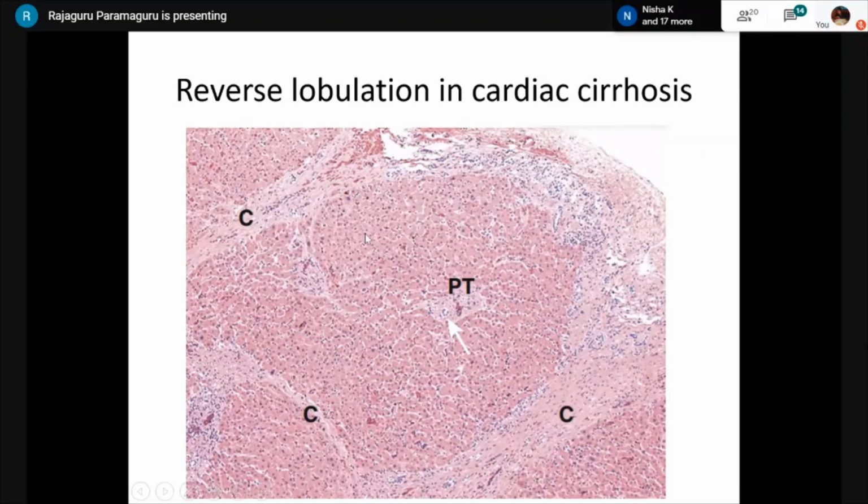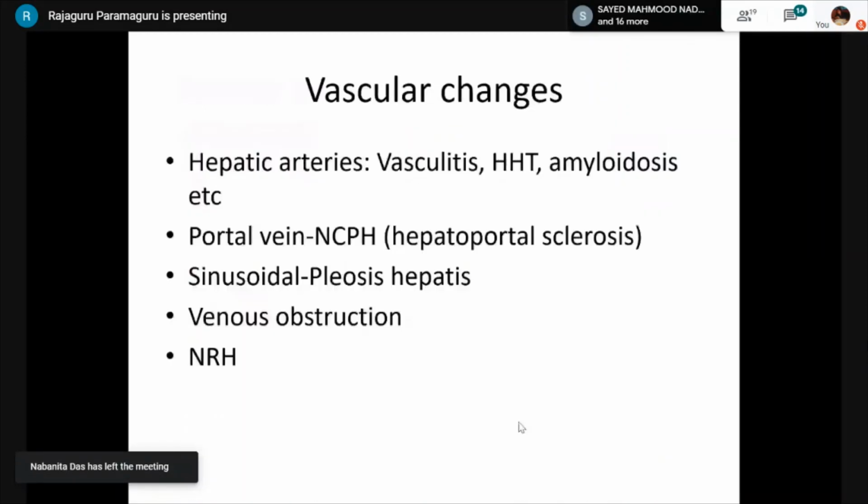There will be no regenerative activity of the hepatocytes. So it will look as if the portal tract is in the center and the terminal hepatic lobules are in the periphery. So this is reverse lobulation. I hope you will be able to remember the schematic picture which I had shown you in the previous session, at the beginning.